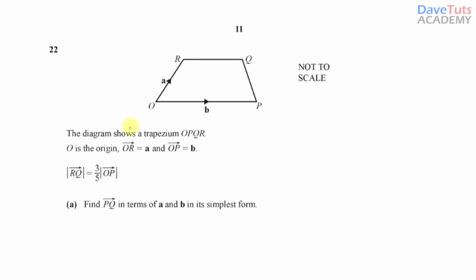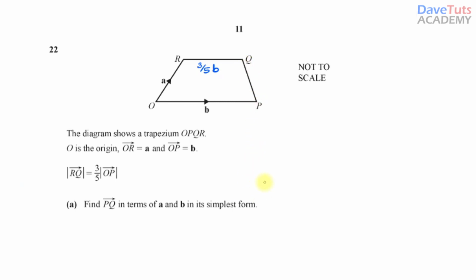Okay. For this question, we're told that the diagram shows a trapezium OPQR. O is the origin and OR is equal to A, then OP is equal to B. Now, RQ is equal to 3 over 5 of OP. OP is B, so you can say this is 3 over 5B. Then we have to find PQ in terms of A and B in its simplest form. PQ, from here to here, is our mandate.